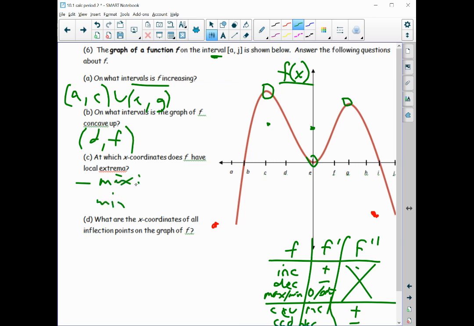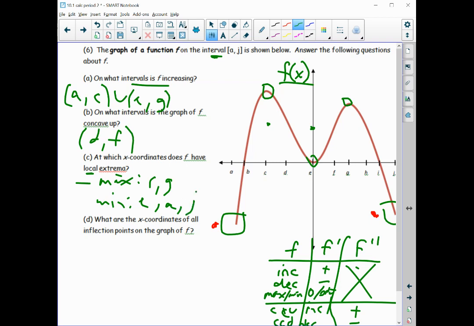I have a max at C. I have a max at G. I have a minimum at E. And then because it says local, these endpoints are also local maxes and mins. This is a local min at A, so I'm going to include that. And this is also a local min at J.